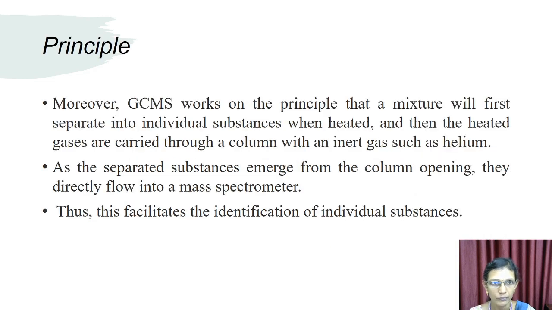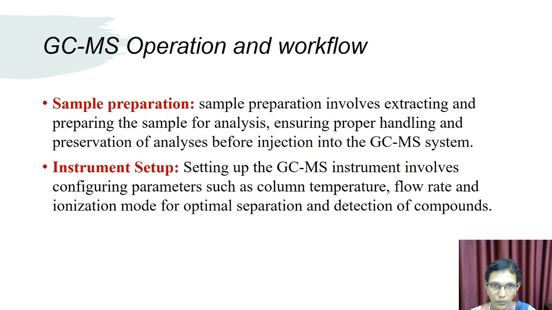The principle of GCMS is that the mixture will first be separated into individual substances when heated. So only substances that are viable under heat can be used. Then the sample is heated and carried through the column by gases. They are inserted along with an inert gas such as helium. The separated substances emerge from the column opening and flow directly into the mass spectrometer. Thus the individual substances are identified.